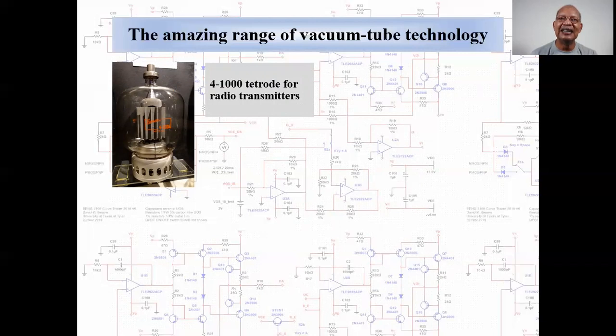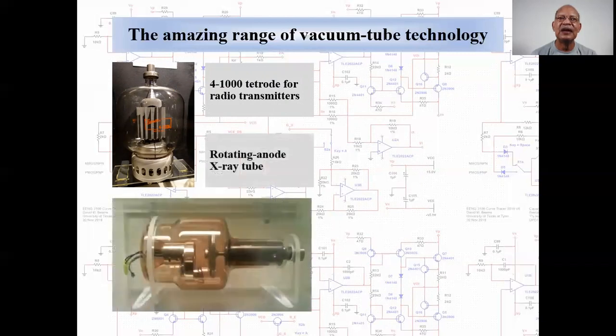4-1000 transmitting tetrode, directly heated cathode, 1000 watts continuous plate dissipation, required forced air cooling, used in commercial transmitters, plate voltages 3 to 5 kilovolts. Rotating anode X-ray tube, operates at extremely high voltage on the order of 100 kilovolts. Rotating anode prevents damaging power dissipation from the beam falling only on one spot.